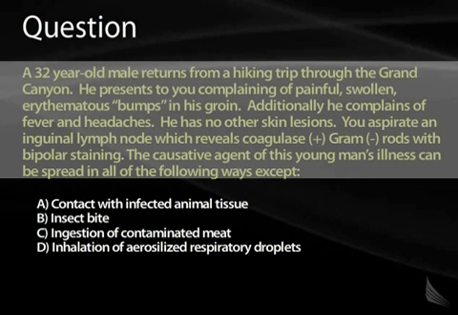So what we have is somebody with painful, swollen lymph nodes and buboes. So we think of bubonic plague, we think of Yersinia pestis. He's in the Grand Canyon, which is kind of the Four Corners region of the United States where you'll see this. It's endemic. And so how does Yersinia pestis get spread? You can get it with contact with infected animal tissue. You can get it from an insect bite. Remember, the fleas cause bubonic plague. You don't usually ingest contaminated meat to get this. It's transferred more from animals to fleas to us. Or if you have pneumonic plague, you can get it from inhaling aerosolized respiratory droplets.